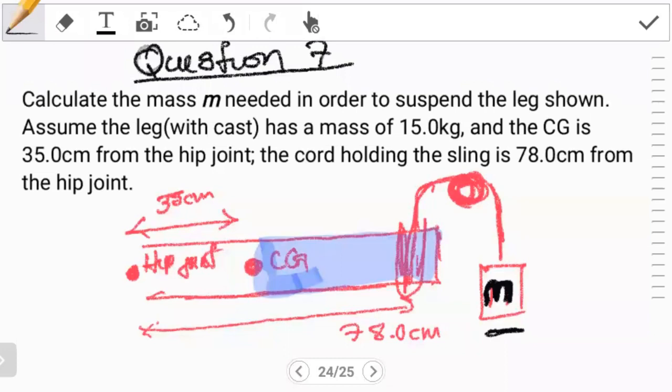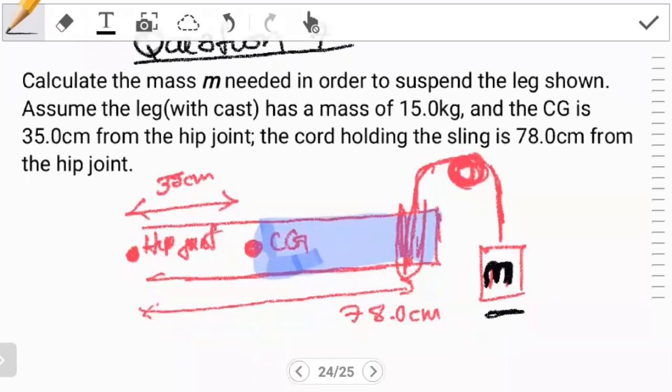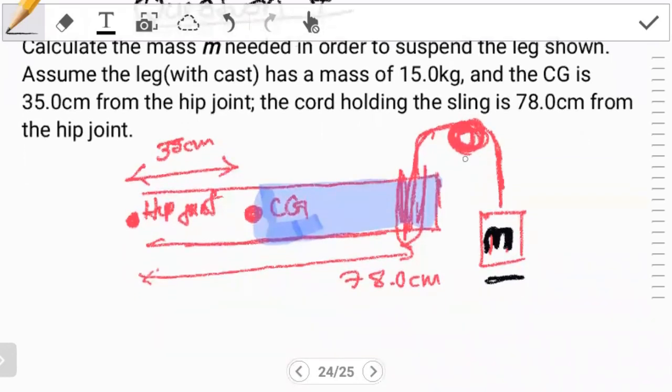In this video, we determine the mass m needed to keep a leg in static equilibrium, given the position of the center of gravity and also the position upon which this mass is going to be suspended. So here we are assuming that the pulley is frictionless, so that the tension in the string is all due to the weight of the mass m.